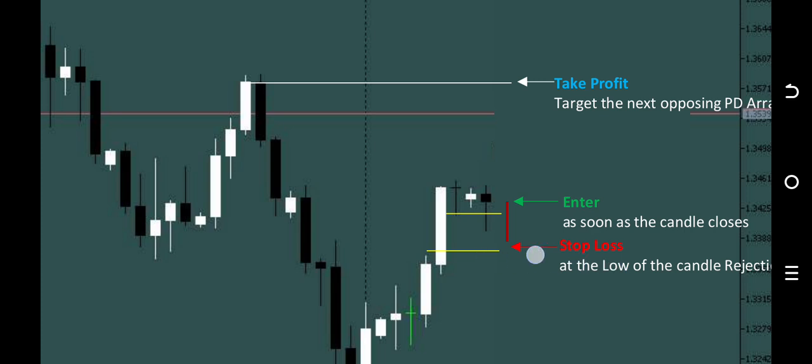You place your stop loss below it. When you place your stop loss below it, then you look out for a swing point. If there is a swing point, then you target the next swing point, or probably you trade towards the next swing point. You understand?